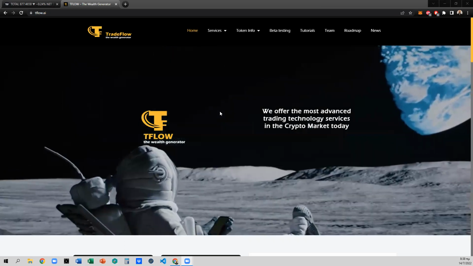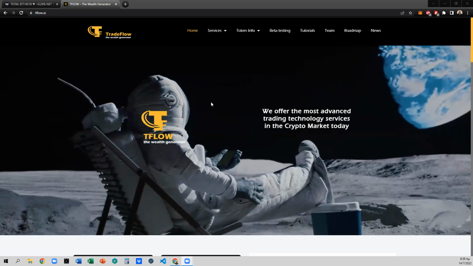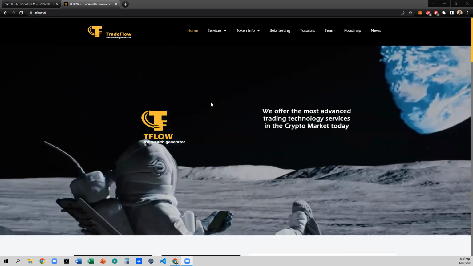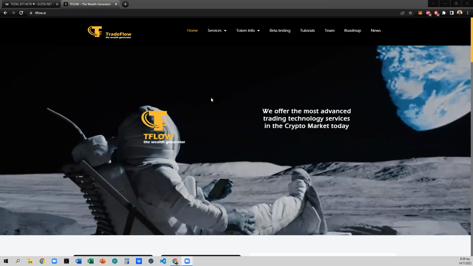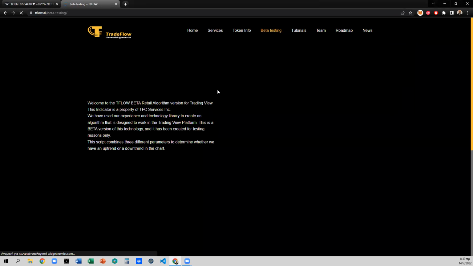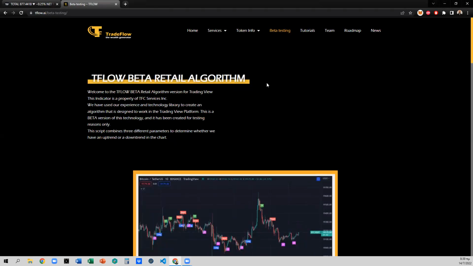Let me first start by introducing you to the TradeFlow website. Our new website has all the details about how to get access to our trading algorithm. All you have to do is go here to beta testing, and you will be immediately transferred to the page with all the instructions about the TFLOW algorithm.